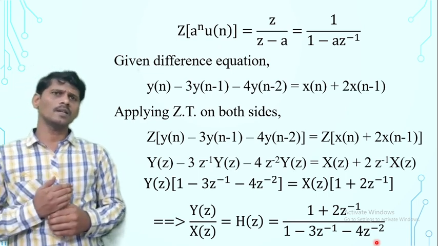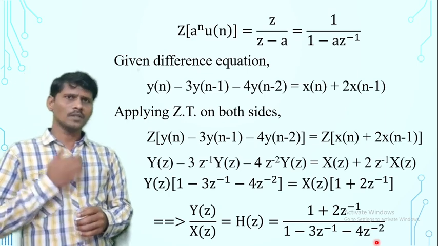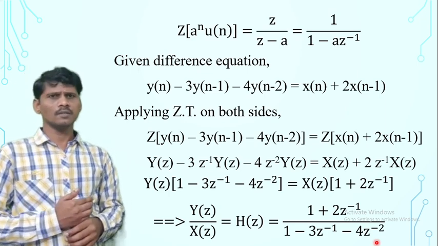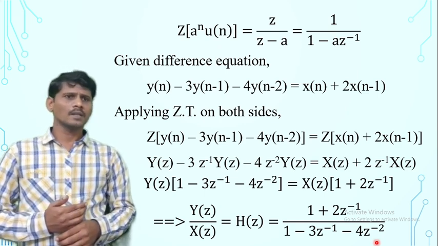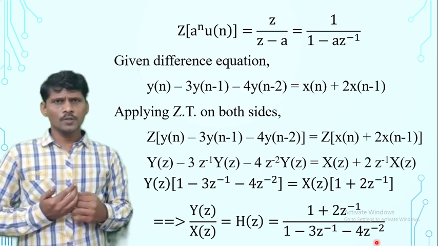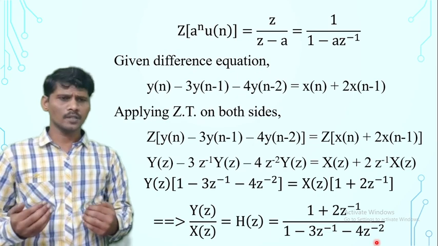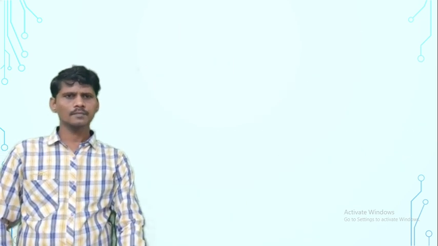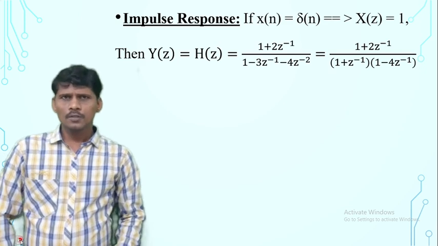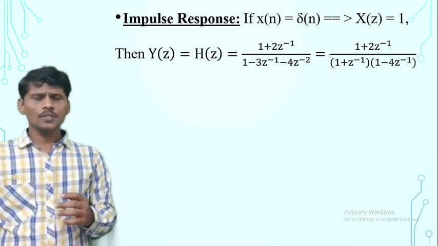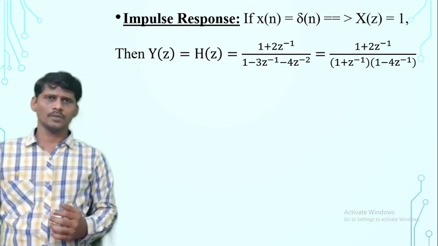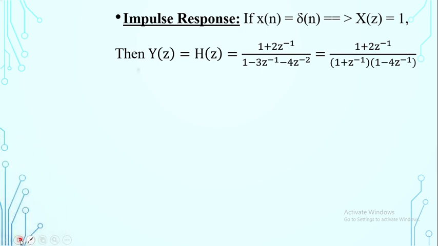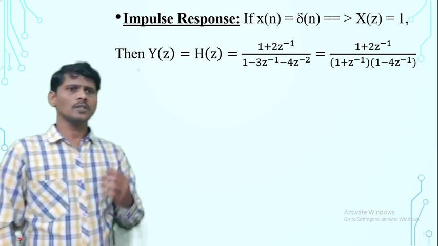Now here we want to calculate the impulse response of this system. So we determine h of n. This system function can be reduced using the partial fraction method. Given that the impulse response is required, the input to the system is the unit impulse function. So that is x of n equal to delta of n. So we calculate the impulse response of the system, meaning the input to the system is the unit impulse function, that is x of n equal to delta of n.